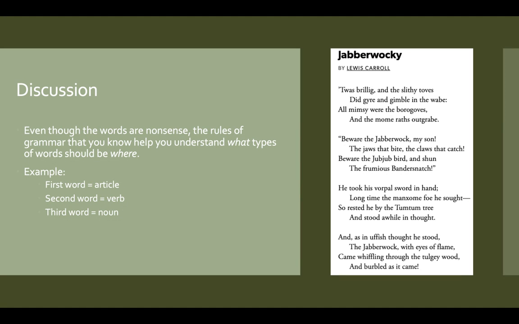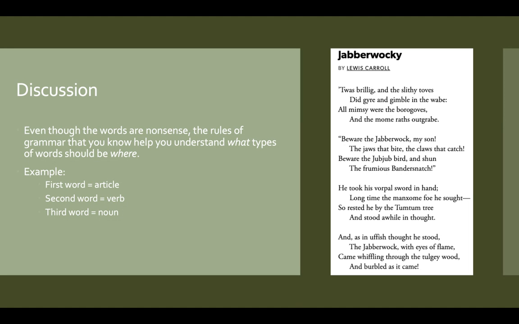He took his vorpal sword in hand, long time the manxome foe he sought. So rested he by the Tumtum tree, and stood awhile in thought. And, as in uffish thought he stood, the Jabberwock, with eyes of flame, came whiffling through the tulgey wood, and burbled as it came."